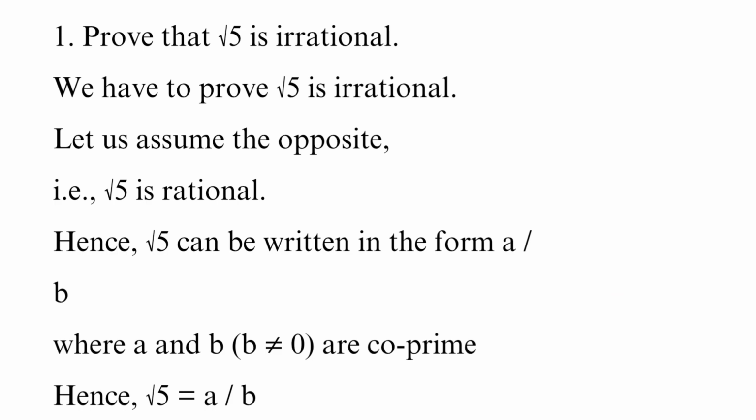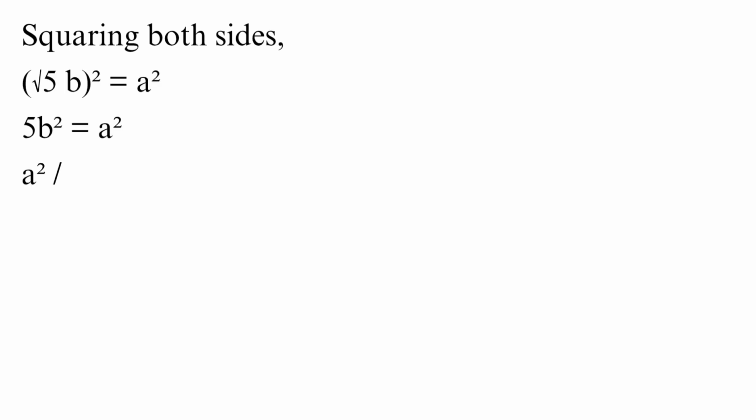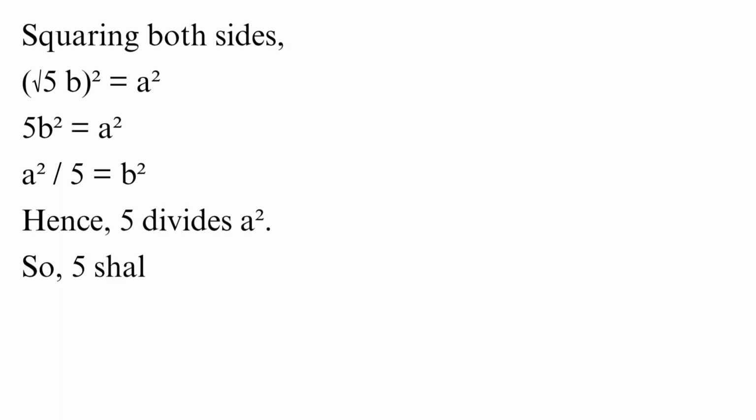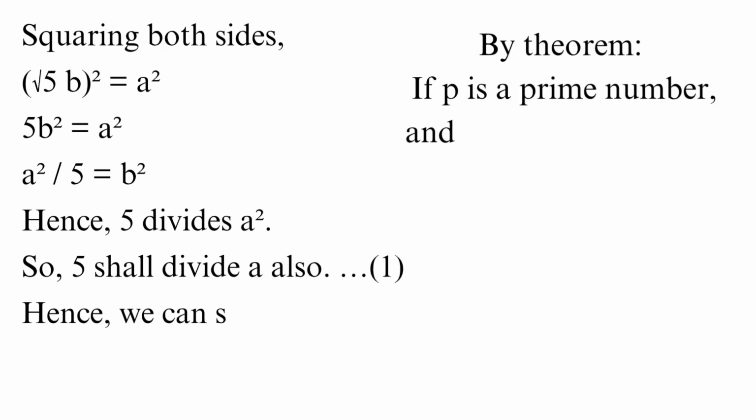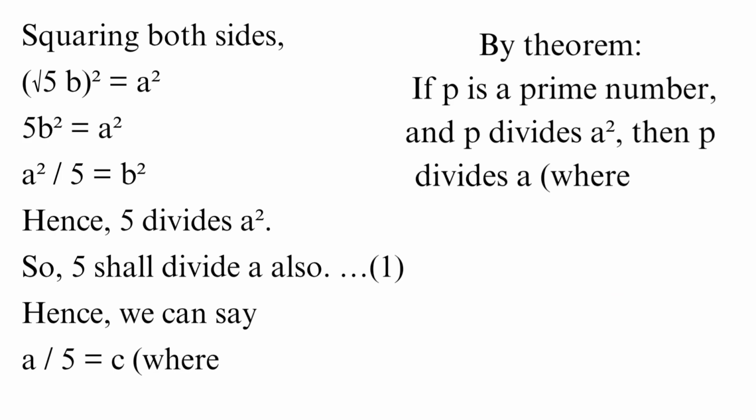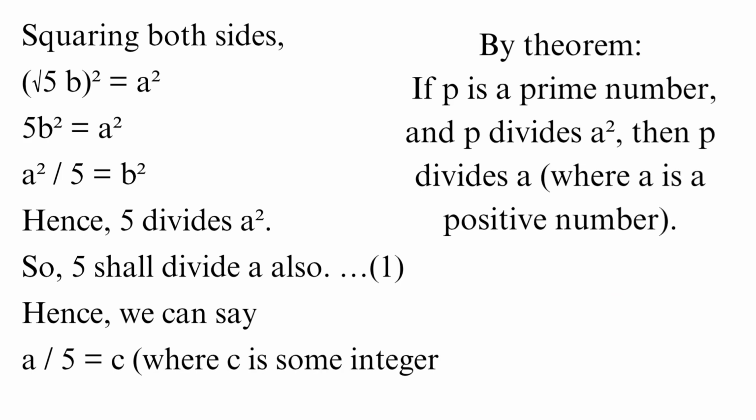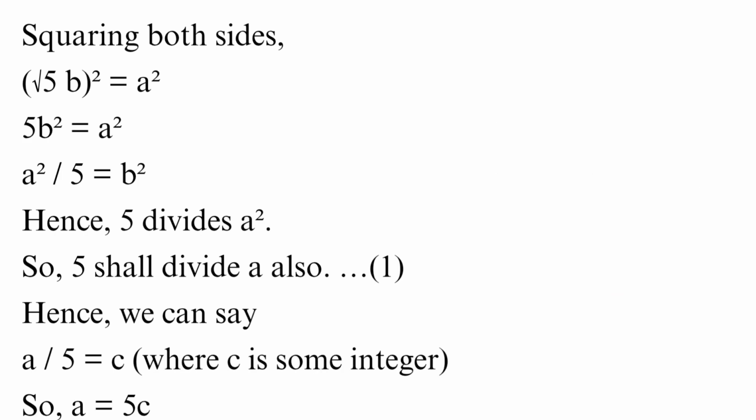Square root 5 times b equals a. Squaring both sides, (square root 5 b) squared equals a squared. 5b squared equals a squared. a squared over 5 equals b squared. Hence, 5 divides a squared. By theorem, if p is a prime number and p divides a squared, then p divides a, where a is a positive number. So, 5 shall divide a also. (1) Hence, we can say a/5 equals c, where c is some integer.